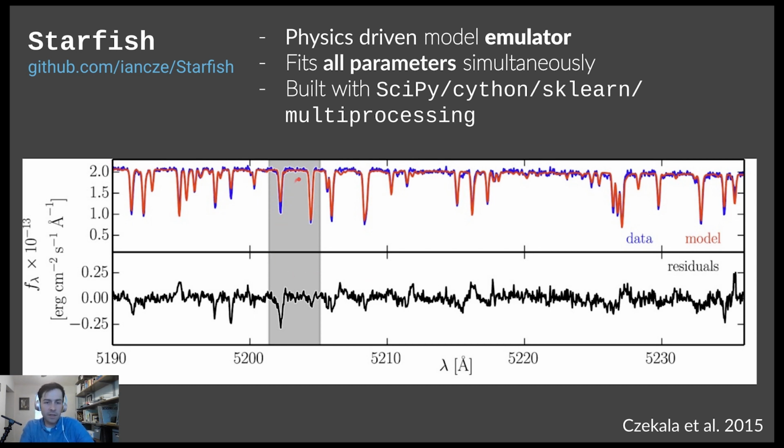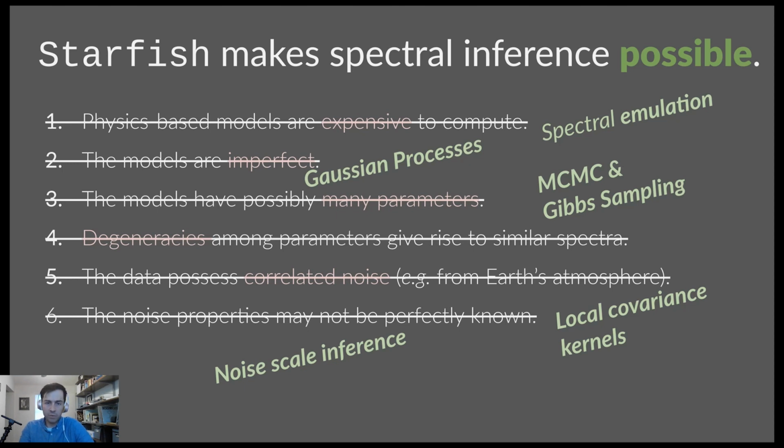And here's the key idea. You have data, model, you subtract that, you have your residuals, and you want to minimize the sum of the squares of the residuals, which is called chi-squared. But it does so in a slightly fancier way and alleviates a lot of the problems that have historically plagued spectral inference. And here's how it does so. With spectral emulation, as I mentioned, Gaussian processes, MCMC and Gibbs sampling, local covariance kernels, and noise scale inference. So it's really a thoughtful and innovative framework, and it makes this much more possible than before.